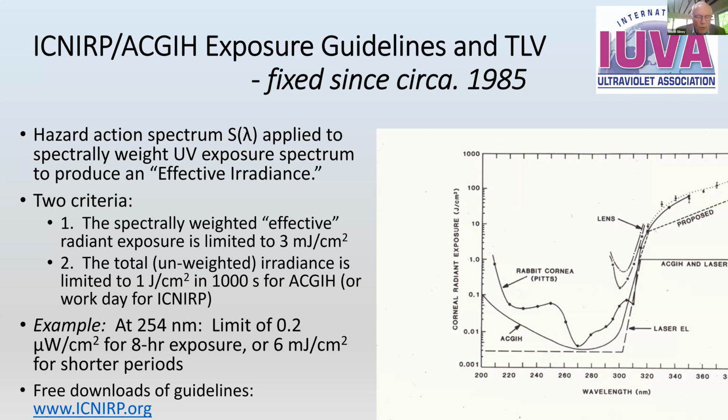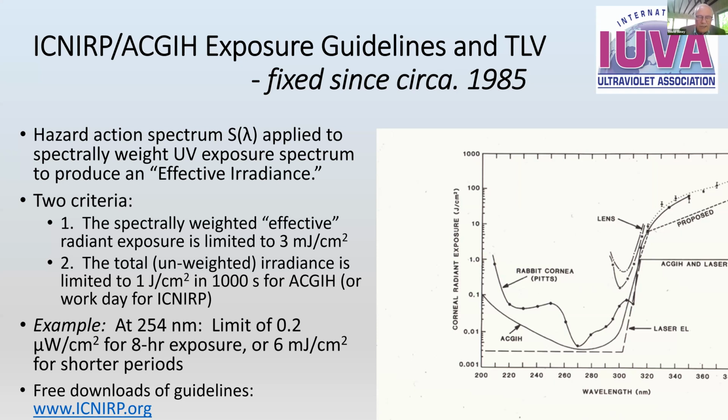So when we have multiple wavelengths, we perform a calculation known as spectral weighting of the emission spectrum of the lamp, and the effective irradiance must be below the 3 millijoules per square centimeter over the entire exposure duration, which is normally considered 8 hours or less. There's another criterion that is largely applicable just in the UVA, and I won't mention that. So as an example, at 254 nanometers, the limit is 0.2 microwatts per square centimeter for an 8-hour exposure, or 6 millijoules per square centimeter.